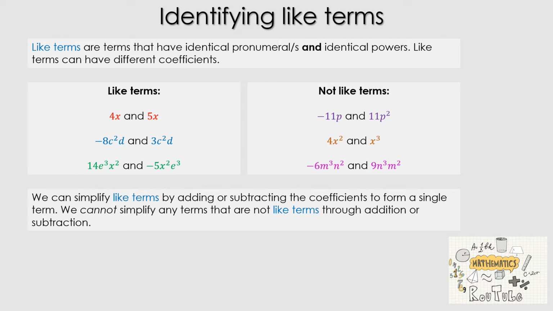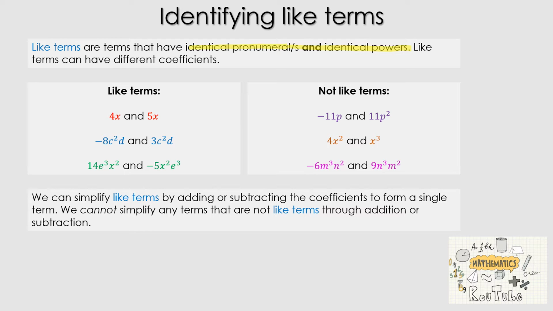All right, let's start by identifying like terms, because if you can't identify like terms to begin with, then simplifying through addition and subtraction becomes virtually impossible to do. Okay, so like terms, what are they? Like terms are terms that have identical pronumerals. We know what pronumerals are, they are just letters or variables. They must have identical pronumerals and identical powers.